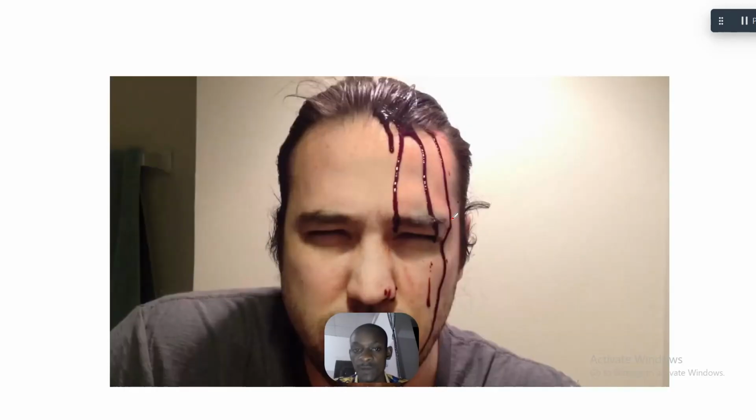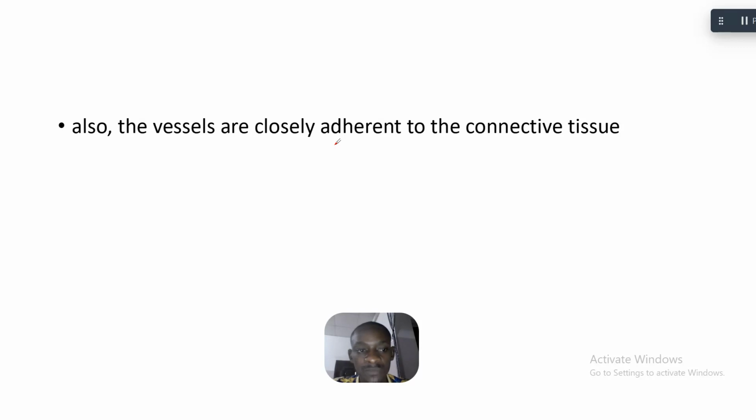So moving forward, this is a bleeding, and you could see how profuse this bleeding is. The blood is gushing out so much. This is the bleeding of the scalp. Secondly, you say that also the vessels are closely adherent to the connective tissue. We are still backing up our points. The vessels of the scalp are closely connected to the connective tissue. This too will cause profuse bleeding, but we'll speak about it in the coming slides.